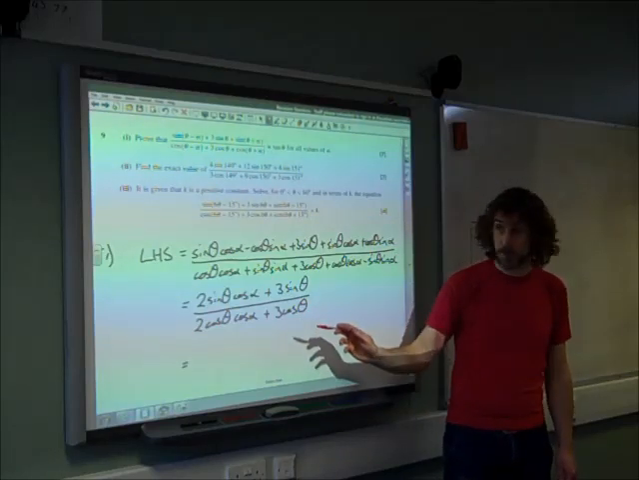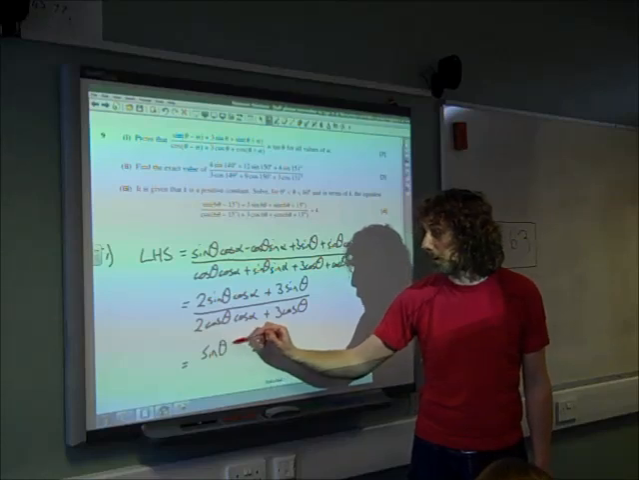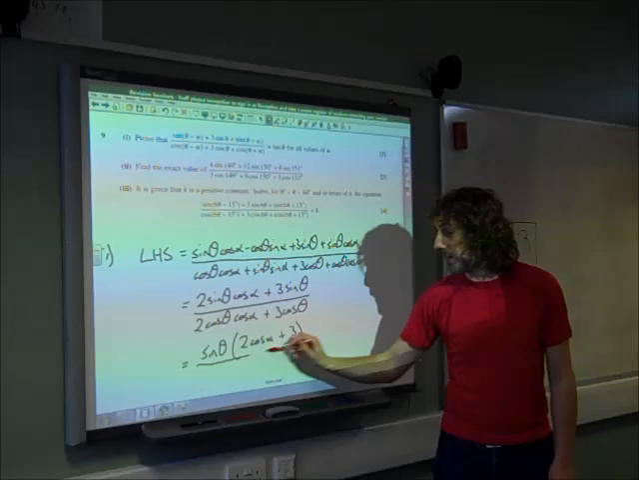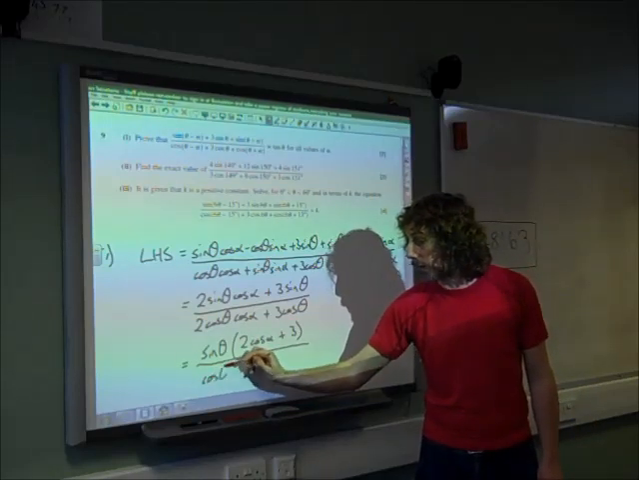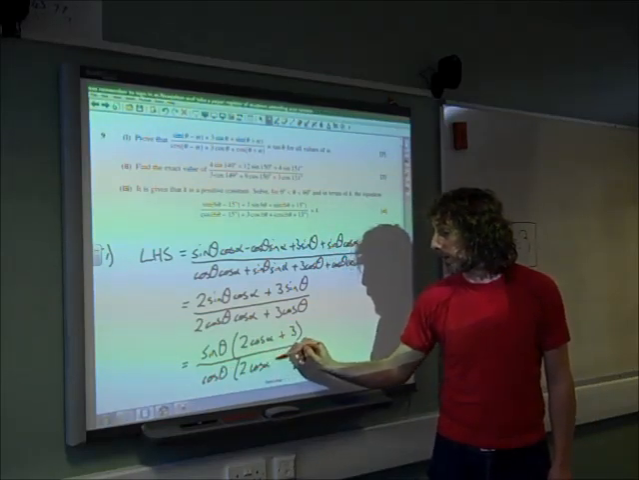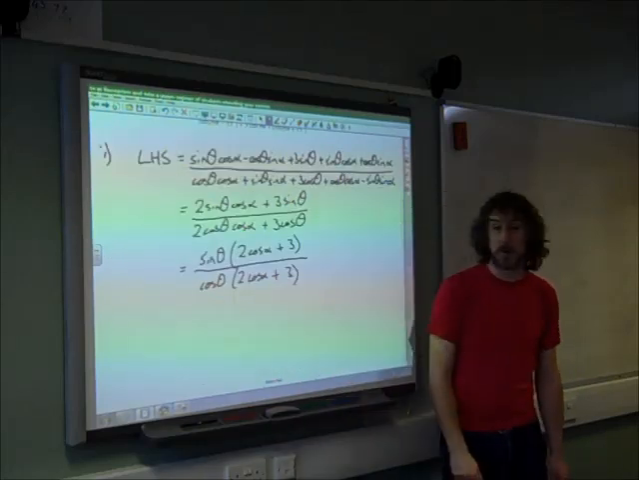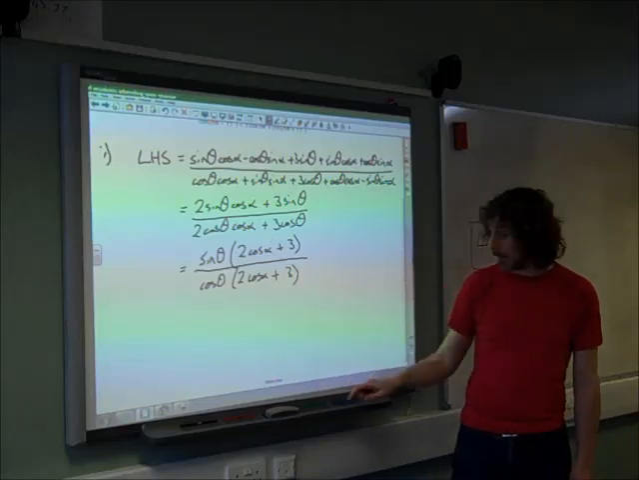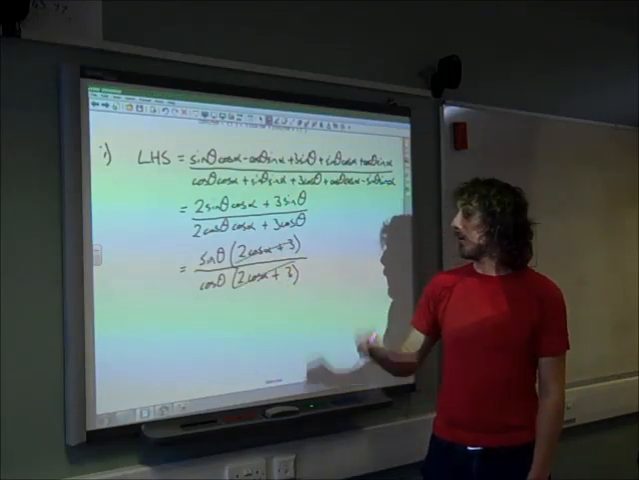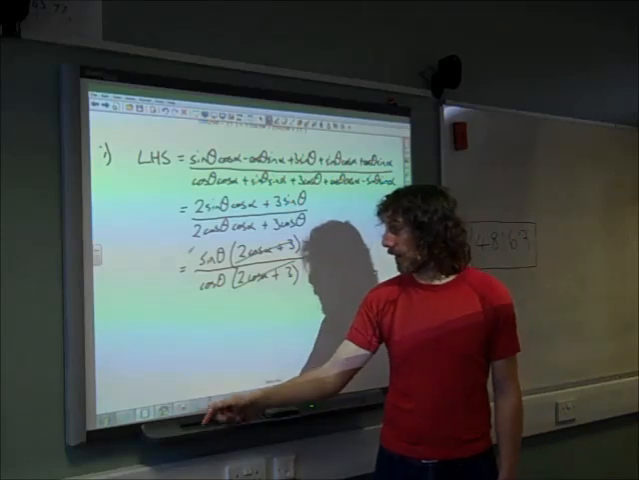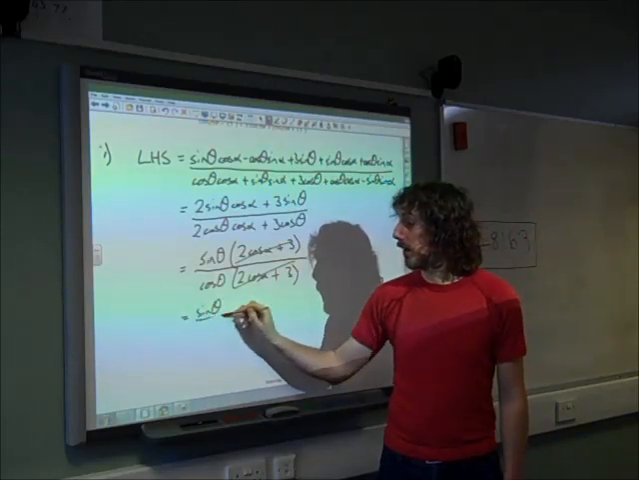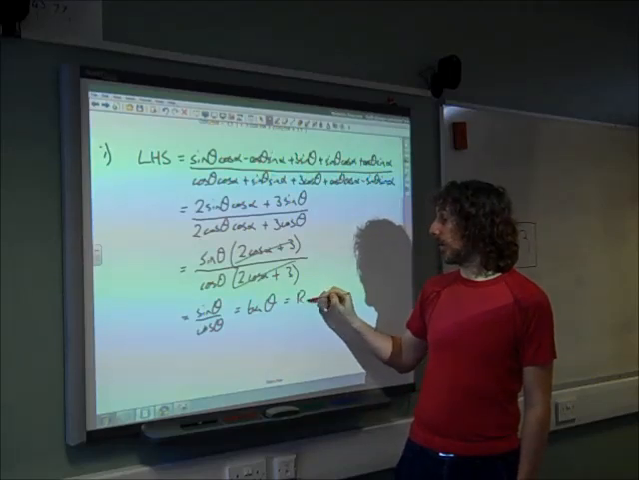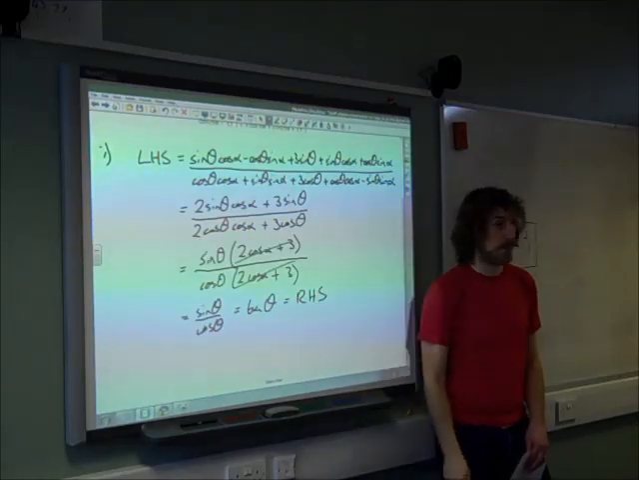So now we want to factorise. We take sine theta out as a factor at the top, twice cos alpha plus 3. We take cos theta as a common factor at the bottom, twice cos alpha plus 3. And of course the factor in the bracket is the same top and bottom, so that just cancels out. Leaves us with sine theta over cos theta, which is tan theta, which equals the right hand side, as we were hoping.